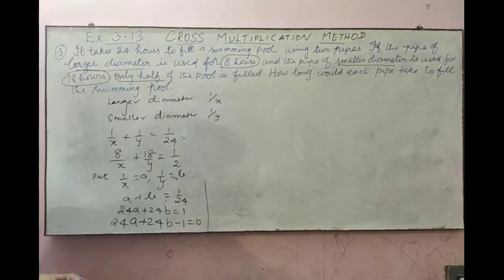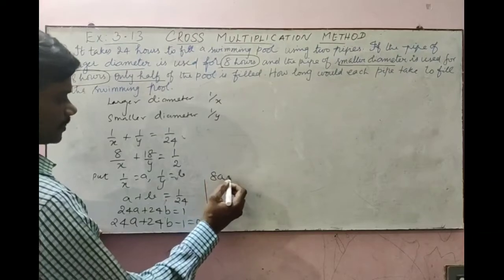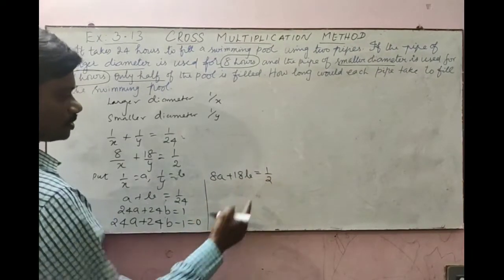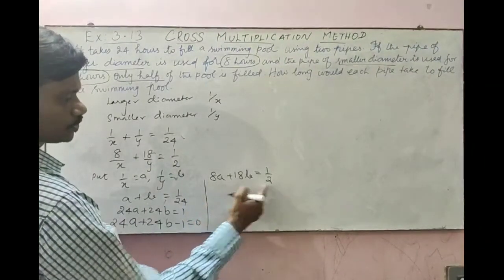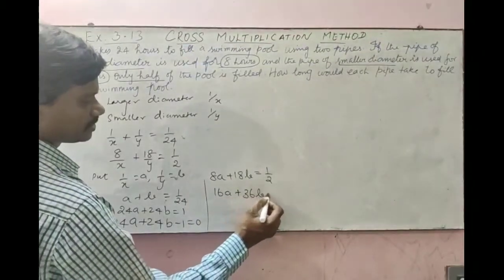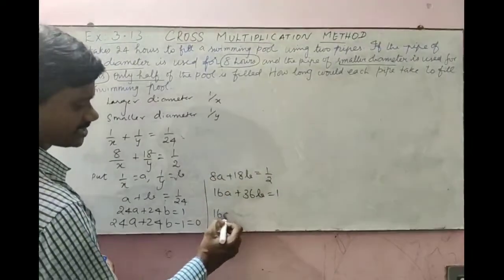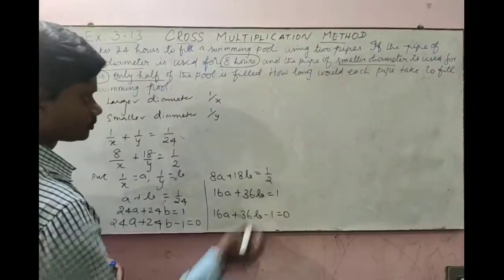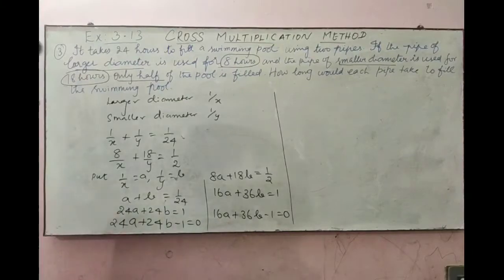Like that, the second equation is 8 by x. It becomes 8a plus 18b equal to 1 by 2. Like that I am going to multiply the 2 here. I will get 2 into 8, 16a plus 36b equal to 1. If you bring this 1 again this side, you will get 16a plus 36b minus 1 equal to 0. So these are the 2 equations. This is the first equation and the second equation.